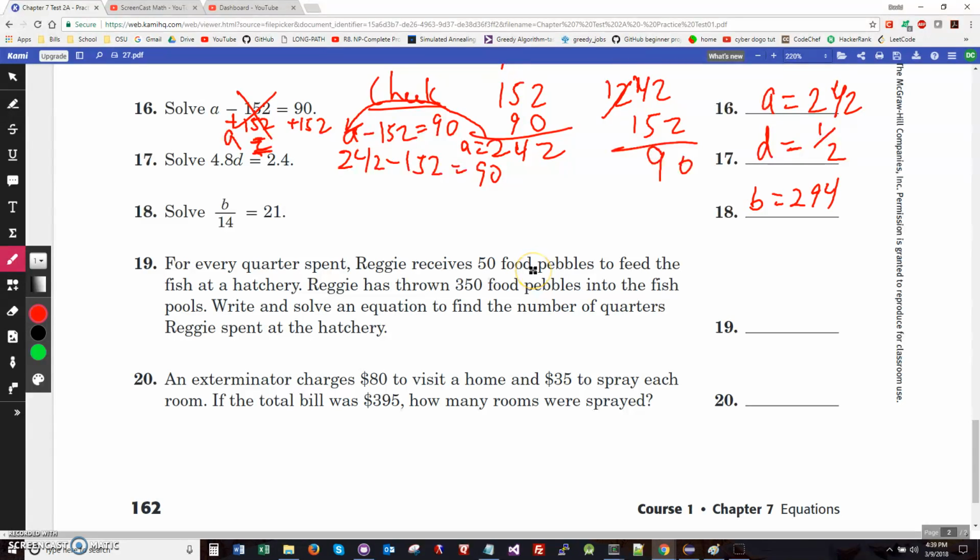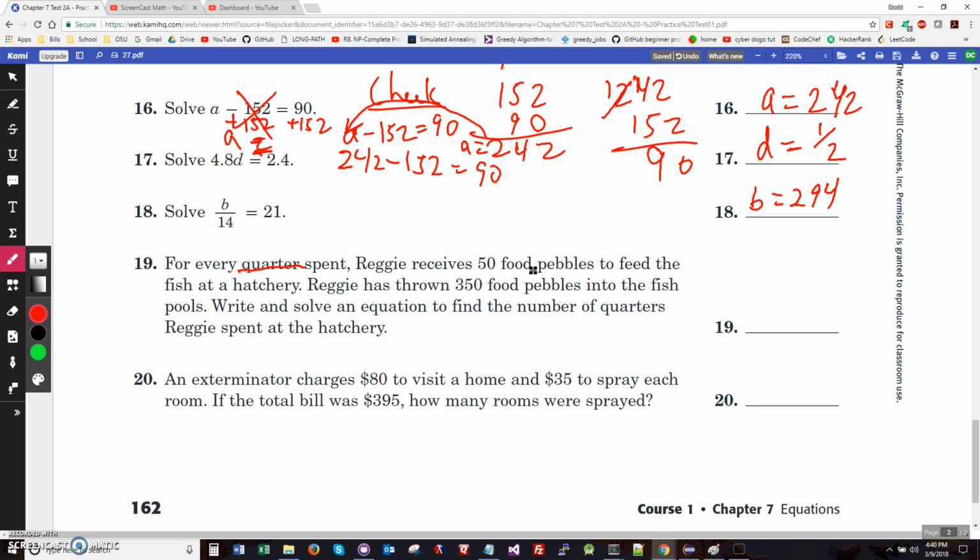And then we're left with the last two problems, which are both word problems. So number 19 says, for every quarter spent, Reggie receives 50 food pebbles to feed the fish at a hatchery. Okay, so I'm thinking of some sort of a picture just to kind of get this started. For every quarter spent, so when Reggie spends a quarter, he gets 50 food pebbles to feed the fish.